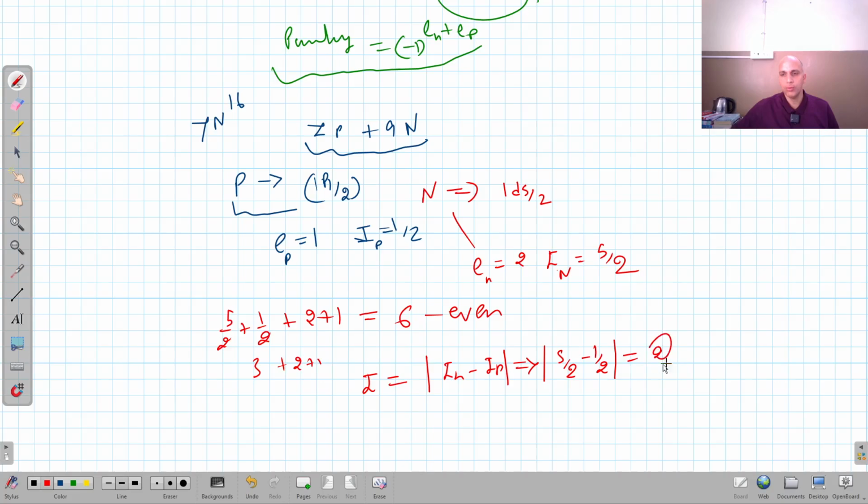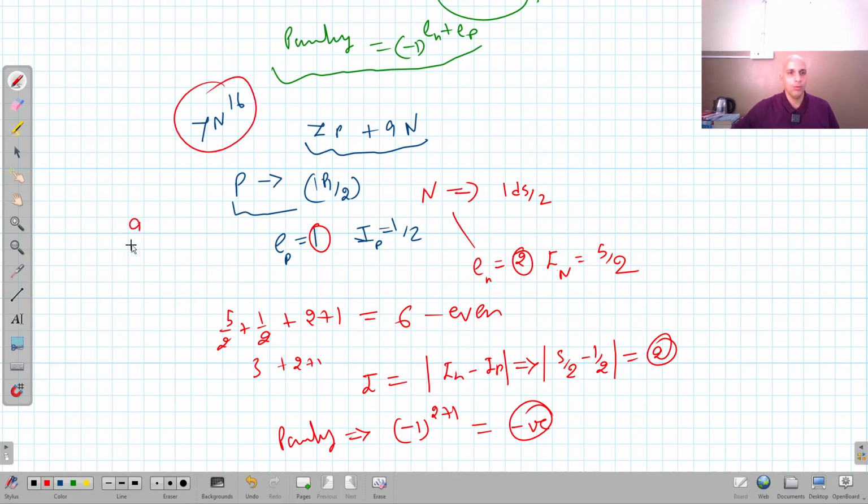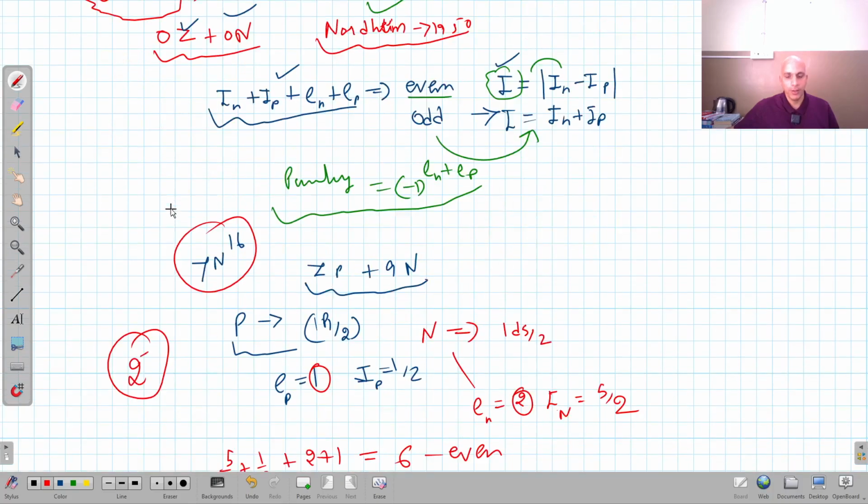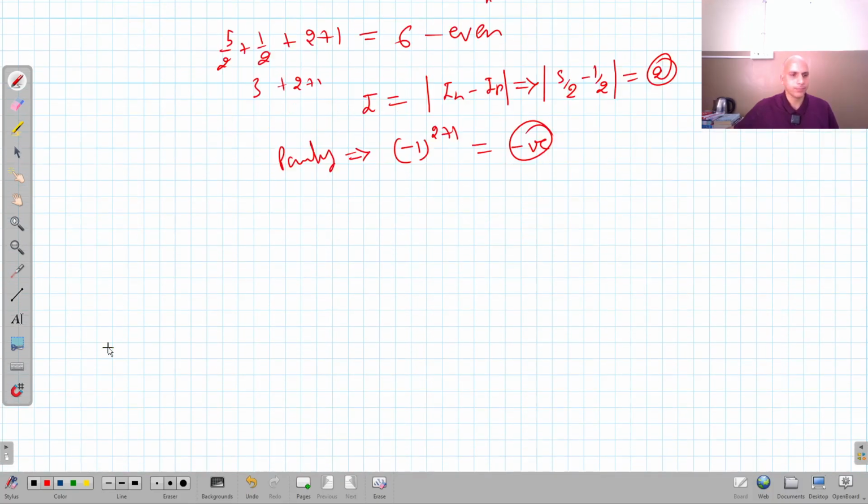It is 2. So spin of the nucleus is equal to 2, and parity is equal to minus 1 power 2 plus 1, in this case L proton and L neutron, and it is 2 plus 1 which is 3, so it is negative, right? So spin and parity of this nucleus is 2 negative. So this is the way of calculating it for the odd A nuclei, right?